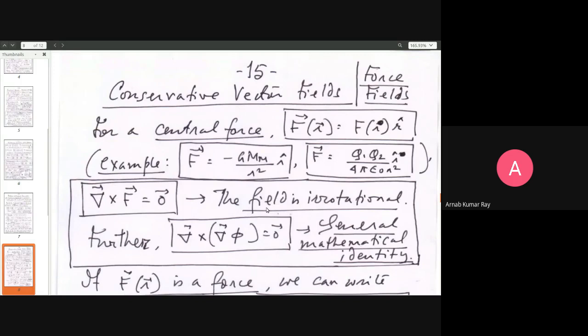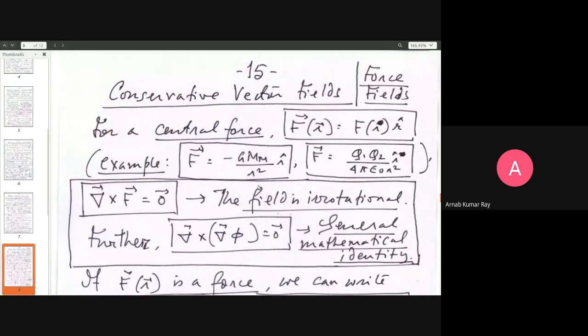Okay. Now you have a central force, F is equal to F_r r cap. Examples are gravity or electrostatics. As you can see, F_r is the scalar functional part of r, and then you have the unit vector r cap. So that's the definition of a central force. In the case of gravity, it is r squared, which was not there in the earlier version. I'll correct it and I'll give it to you.